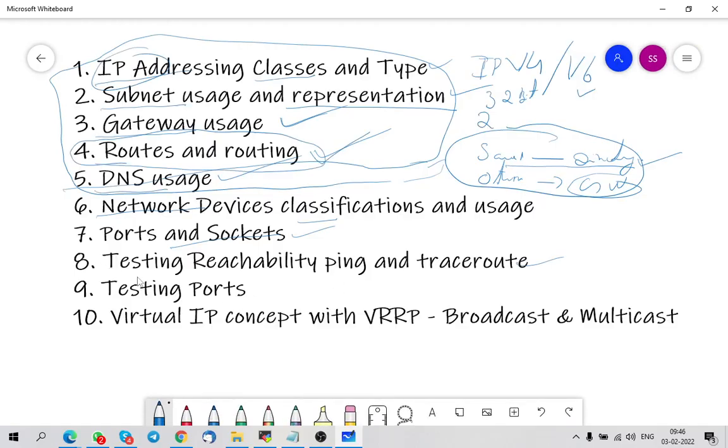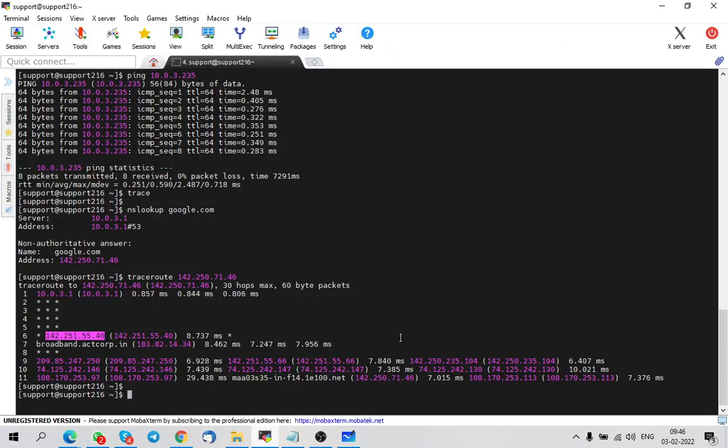Now the next one is how to test the ports. That means we want to see the reachability of the port. First we have to see whether the port is listening or not. There is a utility called NC, the netcat utility. With this we can open a port. This command will open port 1234 on IPv4.